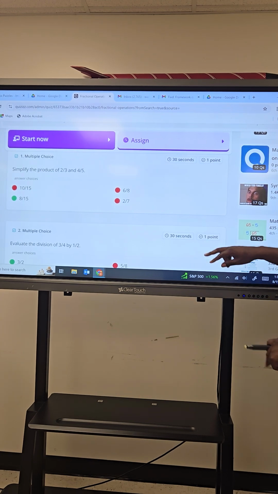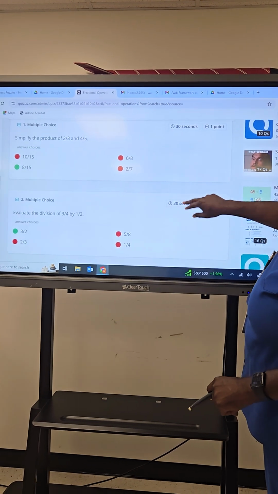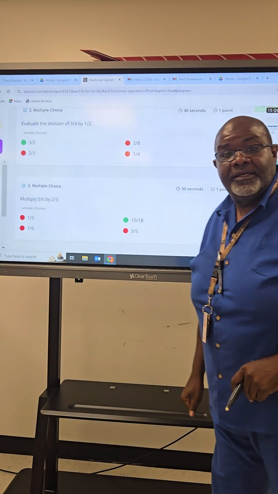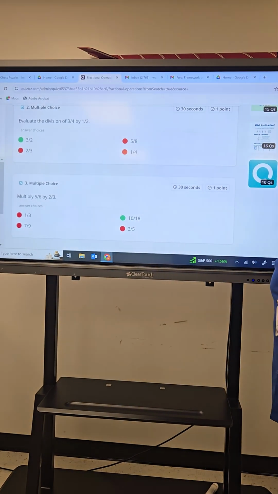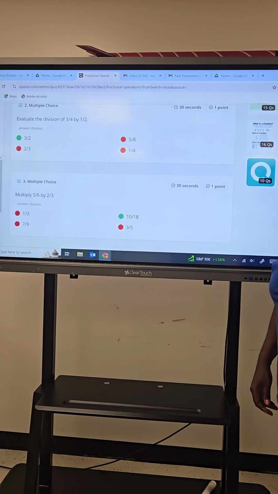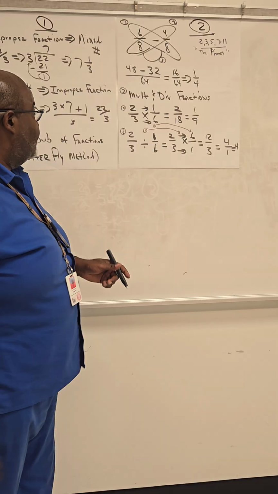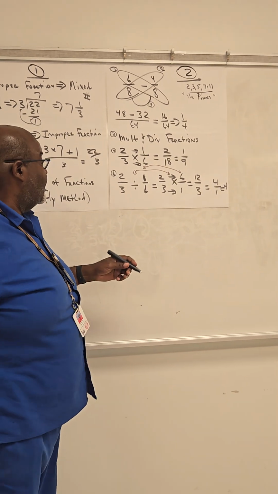Let's try another one. This one is a little different. Look at the next one. What operation am I getting ready to do today? Divide. Does anybody have trouble with division of fractions? Let's look at our anchor chart. All right, so how do we divide fractions?